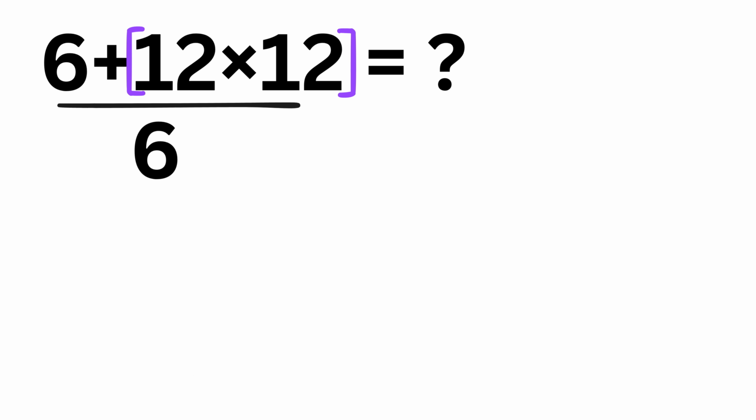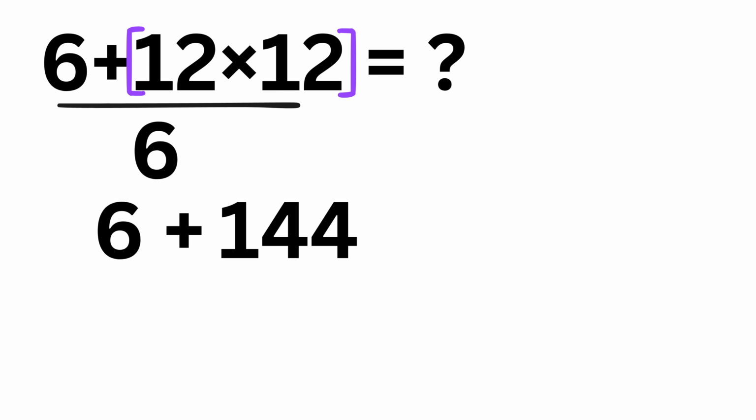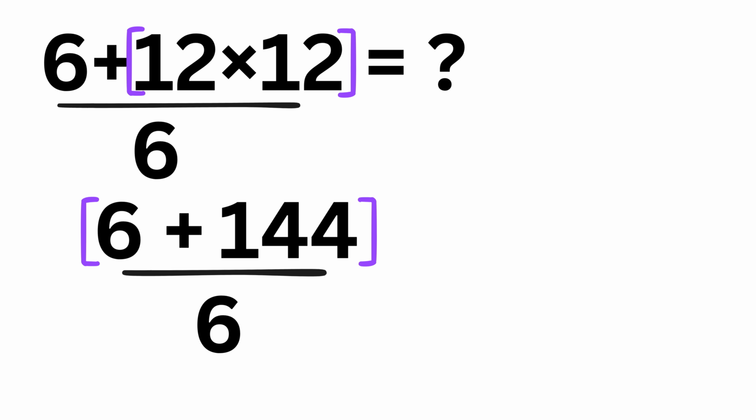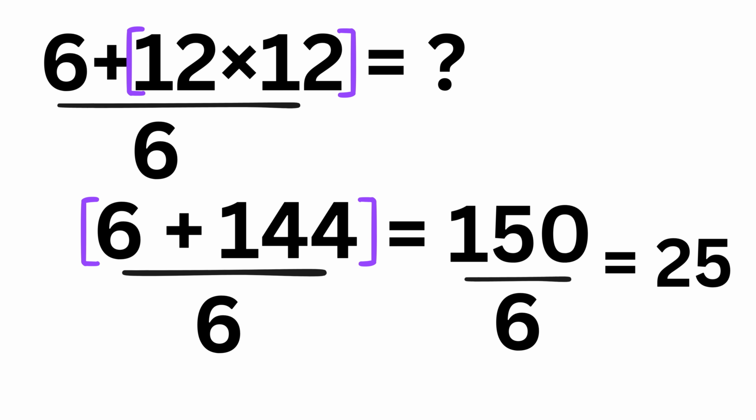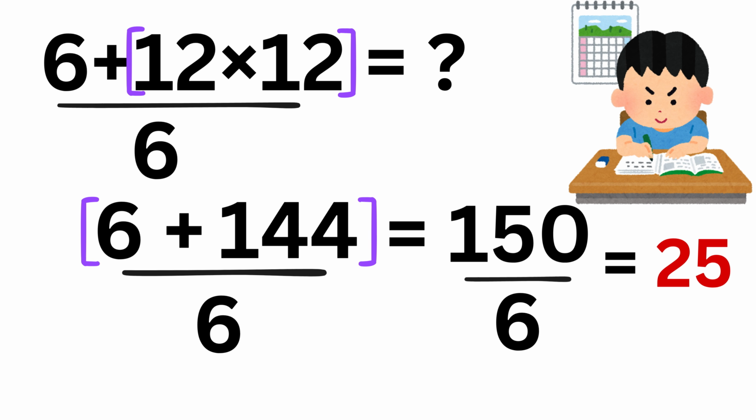So first, 12 times 12 gives us 144. Here, we get 6 plus 144 over 6. 6 plus 144 gives us 150. Finally, 150 over 6 gives us 25. And this is our final answer to this problem.